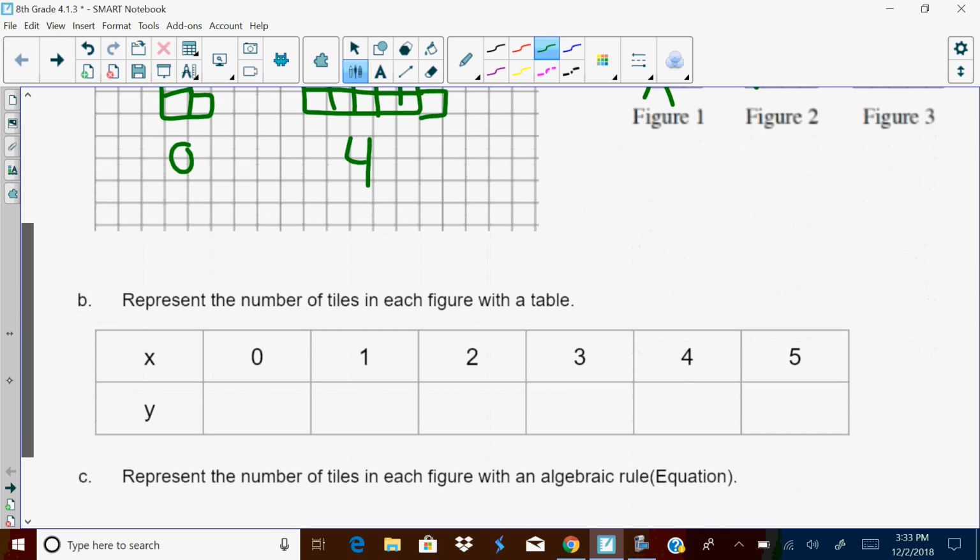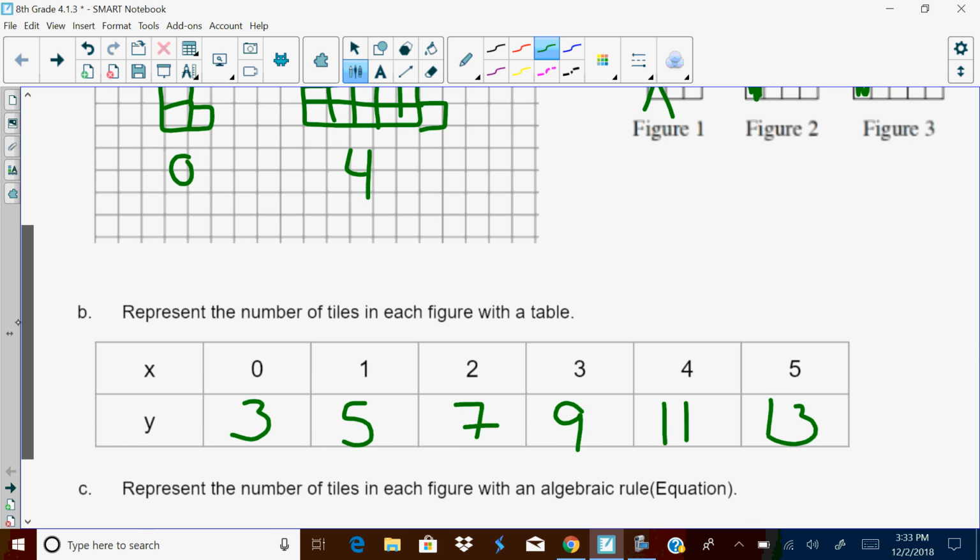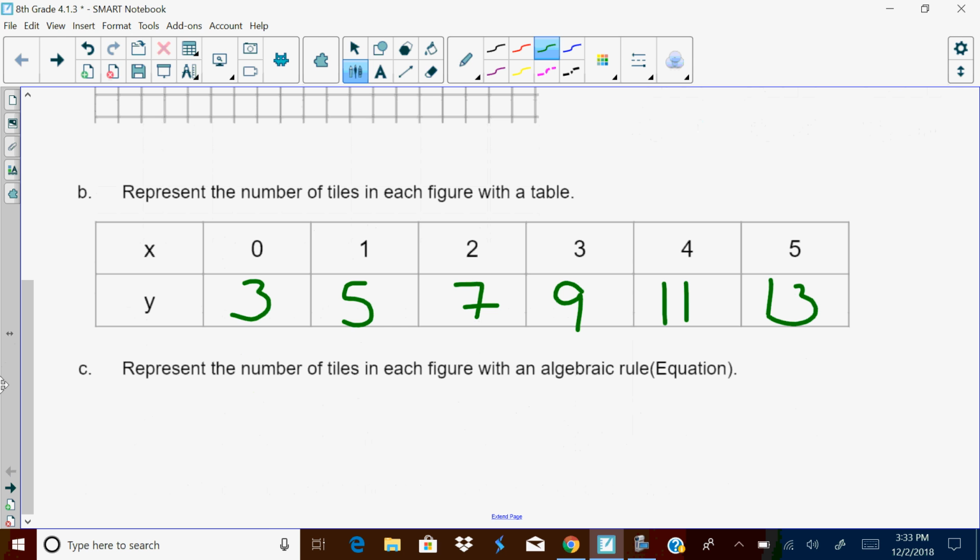So then it says, okay, represent this with the table. So in figure 0, I know I have 3. Figure 1 has 4, 5. I'm adding 2 each time. So it'll have 7, 9, 11, and then 13. And then represent with the rule. So I know that my growth is 2. So I know I'm going to do y equals 2x, and my figure 0 is 3, so plus 3. It's going to be my rule.